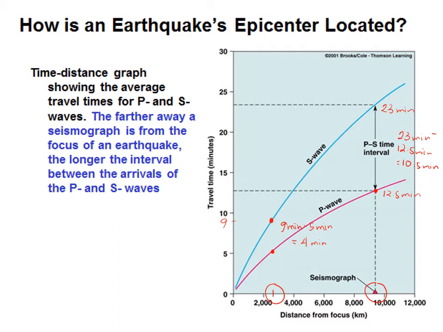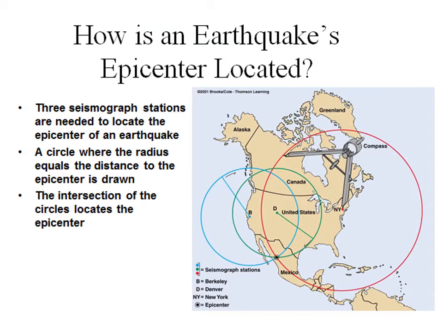So based on the graph, if a seismographic station is far from the epicenter, it will have a greater time interval as compared to one closer to the epicenter, which will have a lesser time interval. Now, how is an earthquake's epicenter located? Three seismograph stations are needed to locate the epicenter of an earthquake. A circle where the radius equals the distance to the epicenter is drawn. The intersection of the circles locates the epicenter.